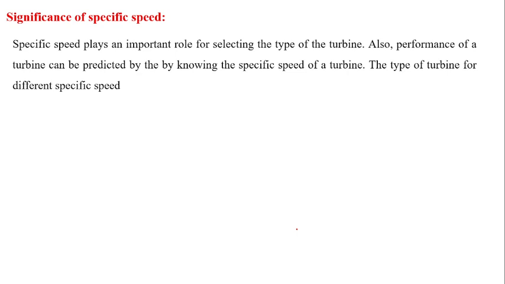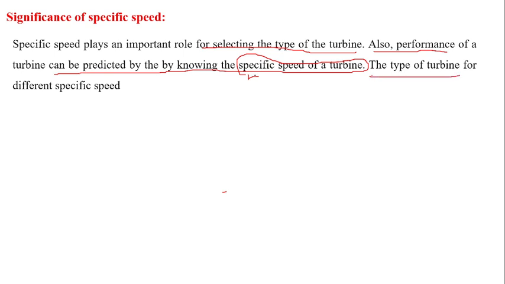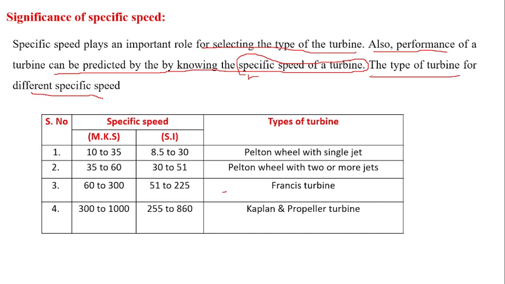Next, the significance of specific speed. Specific speed plays an important role in selecting the type of turbine. Also, the performance of the turbine is predicted by knowing its specific speed. We need to select the type of turbine based on the specific speed. The types for different specific speeds are Pelton wheel with single jet, you can see the values 10 to 35, 18.5 to 30, Pelton wheel with 2 or more jets, Francis turbine, Kaplan or Francis turbine.